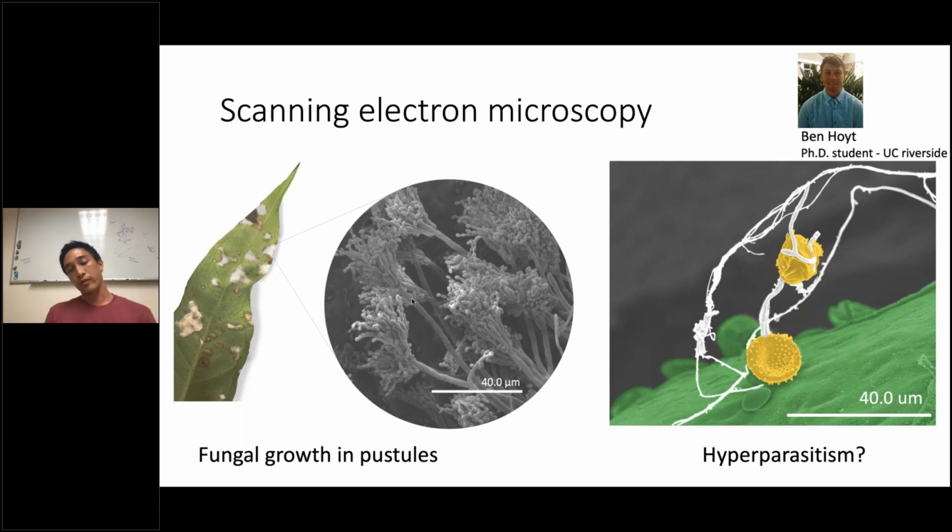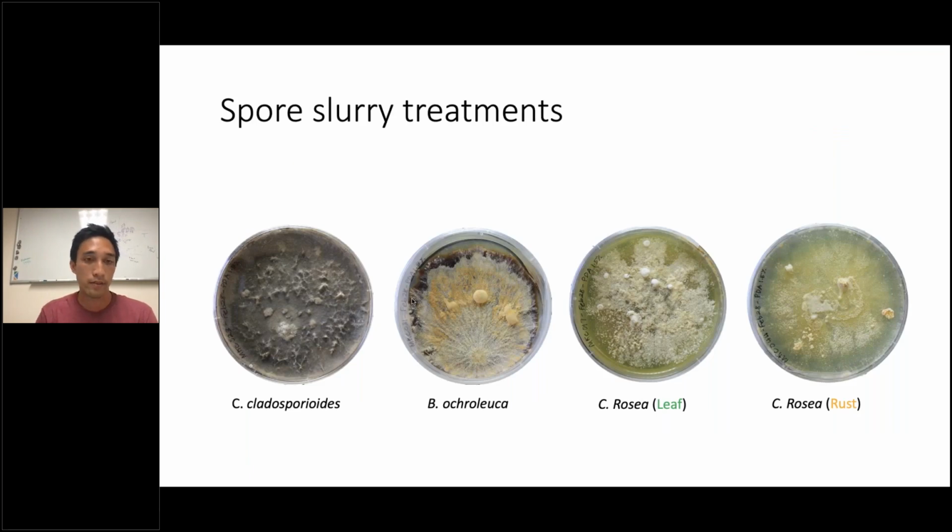So we isolated a bunch of taxa from those leaves and came up with a few candidate FEF to use in these treatments. We had technically three taxa: Cladosporium, Bionectria, and Clonostachys. The Clonostachys rosea was particularly prevalent in those hyperparasitic leaves, so we were interested in that in particular.